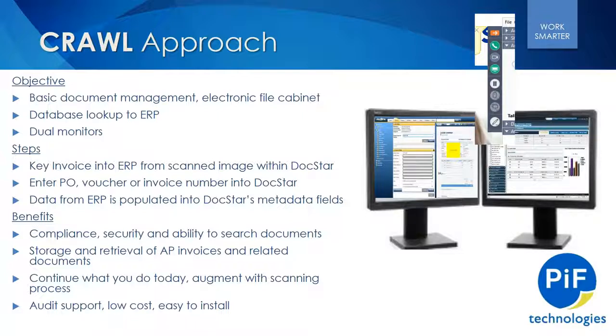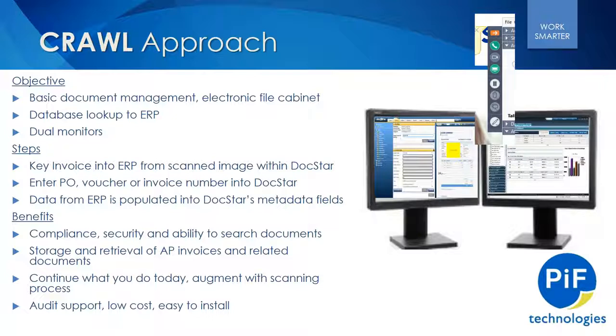So in this case, you would use dual monitors, scan in all the invoices, and instead of you keying from the physical image, the piece of paper or the email, you're keying right within the image in DocStar on your left and your ERP on your right. This certainly helps long-term because you have all the documents. You're storing these documents in such a way that, again, they won't get wet, they won't catch on fire. You can then search those documents like an AP invoice with all the related documents, packing lists, purchase orders, checks, correspondence. And really, it's what you do today, but we're augmenting it with the scanning process.